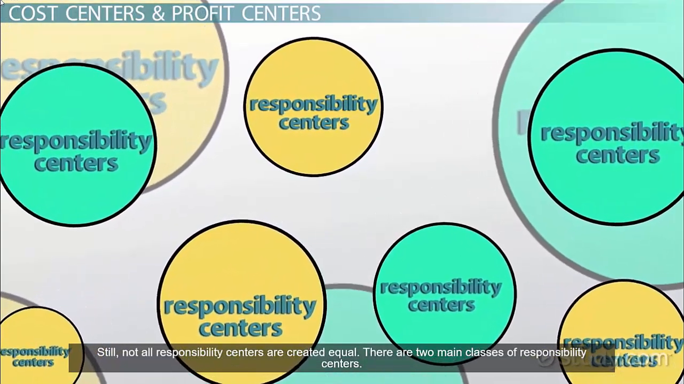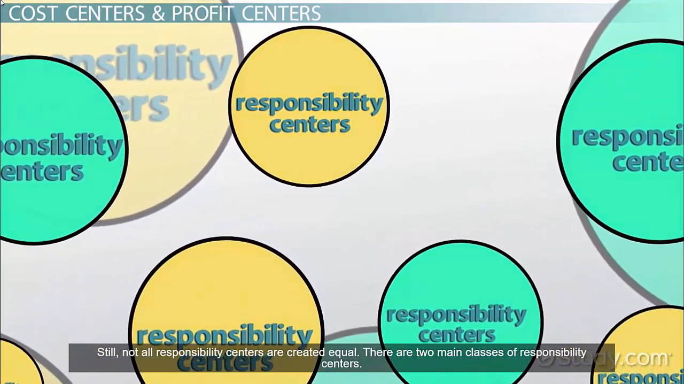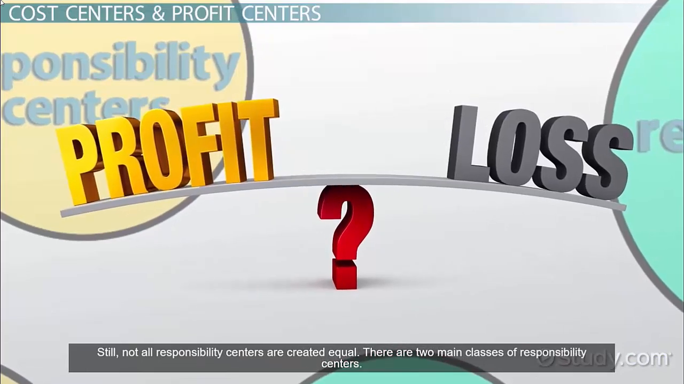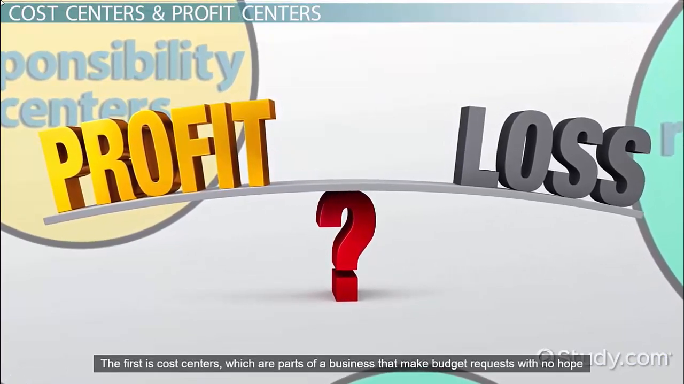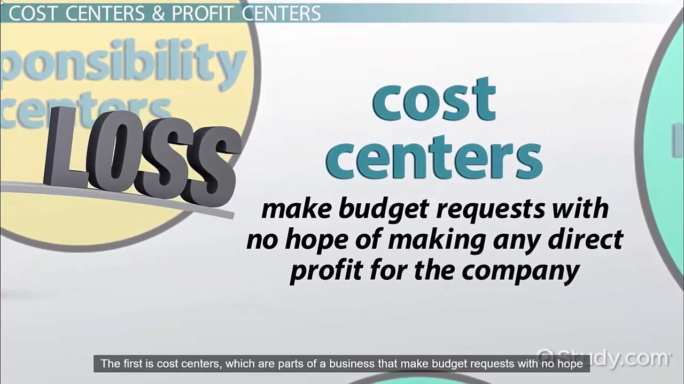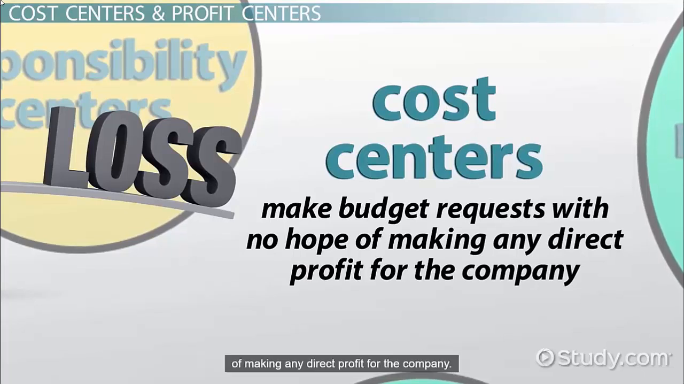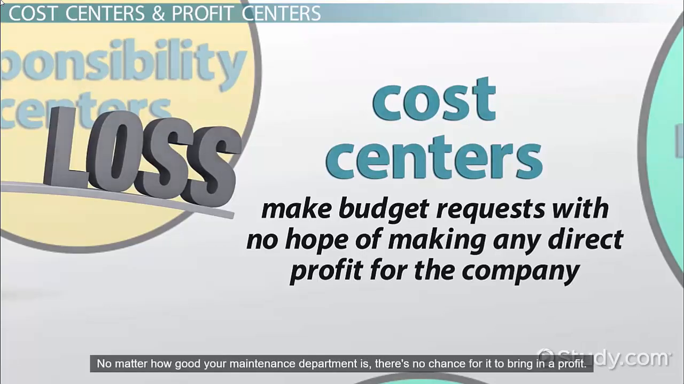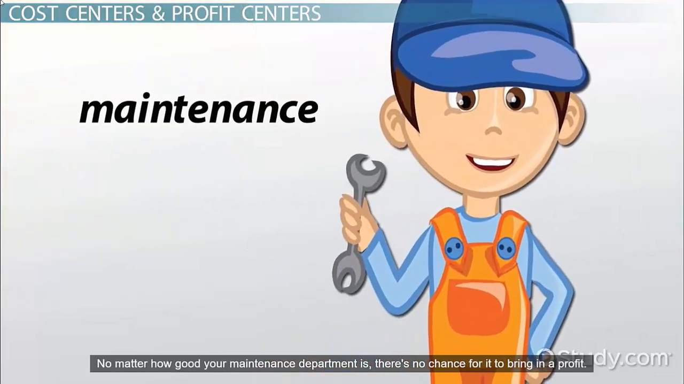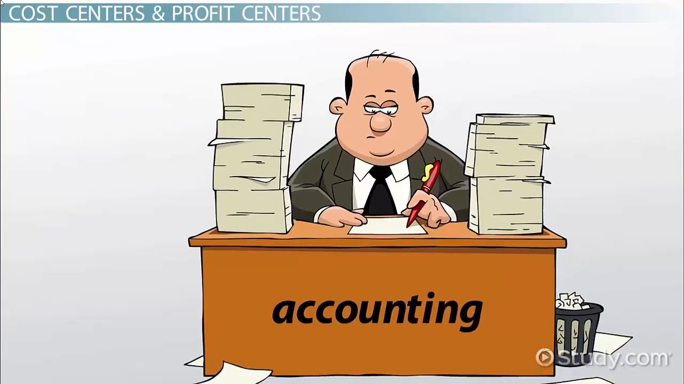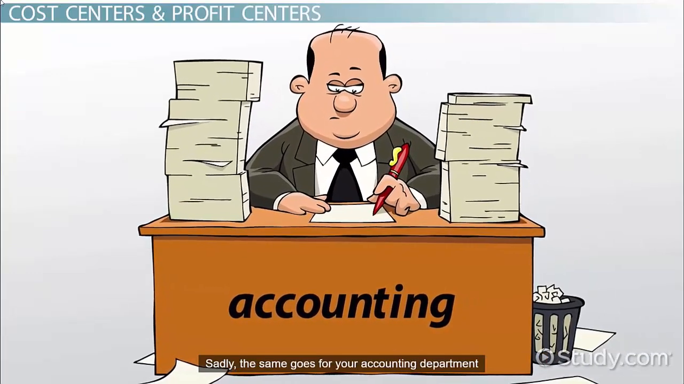Still, not all responsibility centers are created equal. There are 2 main classes of responsibility centers. The first is cost centers, which are parts of a business that make budget requests with no hope of making any direct profit for the company. No matter how good your maintenance department is, there's no chance for it to bring in a profit. Sadly, the same goes for your accounting department.